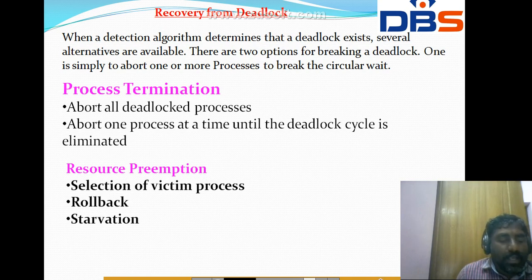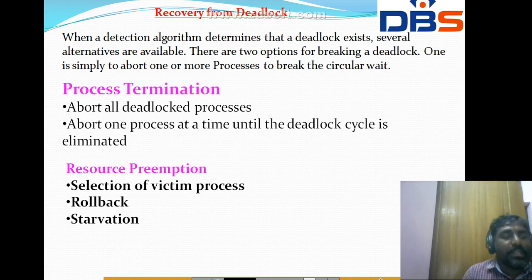Coming to process termination, the first one is about all deadlocked processes. In this one, we terminate all deadlocked processes, which will break the deadlock immediately, but it is a bit expensive, because there may be some processes which have been executing for a long time, consuming considerable CPU time, and terminating them will result in wasting those CPU cycles. So this is regarding terminating all deadlocked processes.